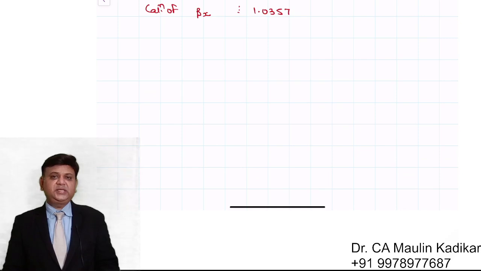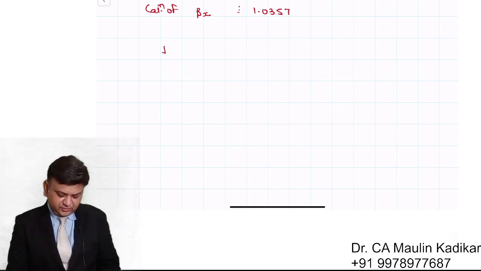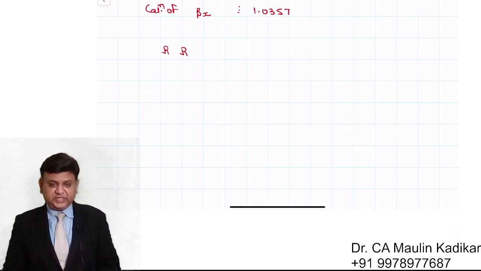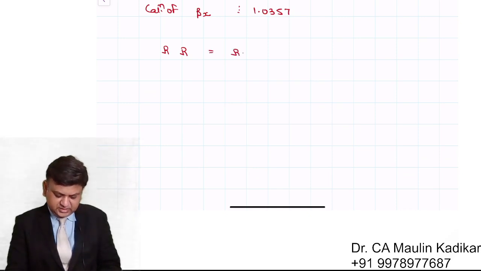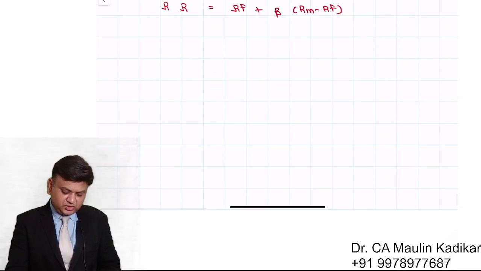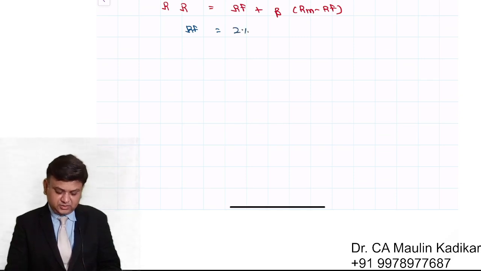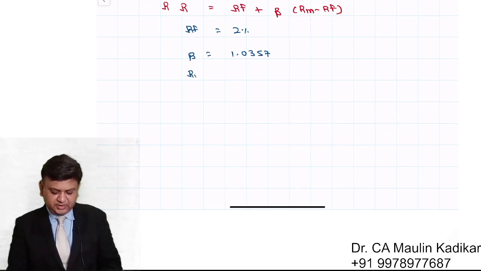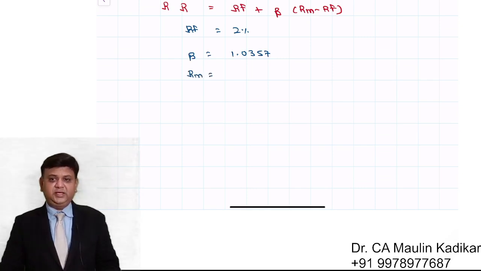Now let's understand how to make the calculation of required rate of return. The required rate of return is calculated by using a formula like this. It is risk-free rate of return plus beta into RM minus RF. Let me give an explanation of this formula. Dear students, in the question we have been given the information of RF. RF is 2%. Beta we calculated as 1.0357. And in the process of calculating the beta, we also found the return on the market portfolio.